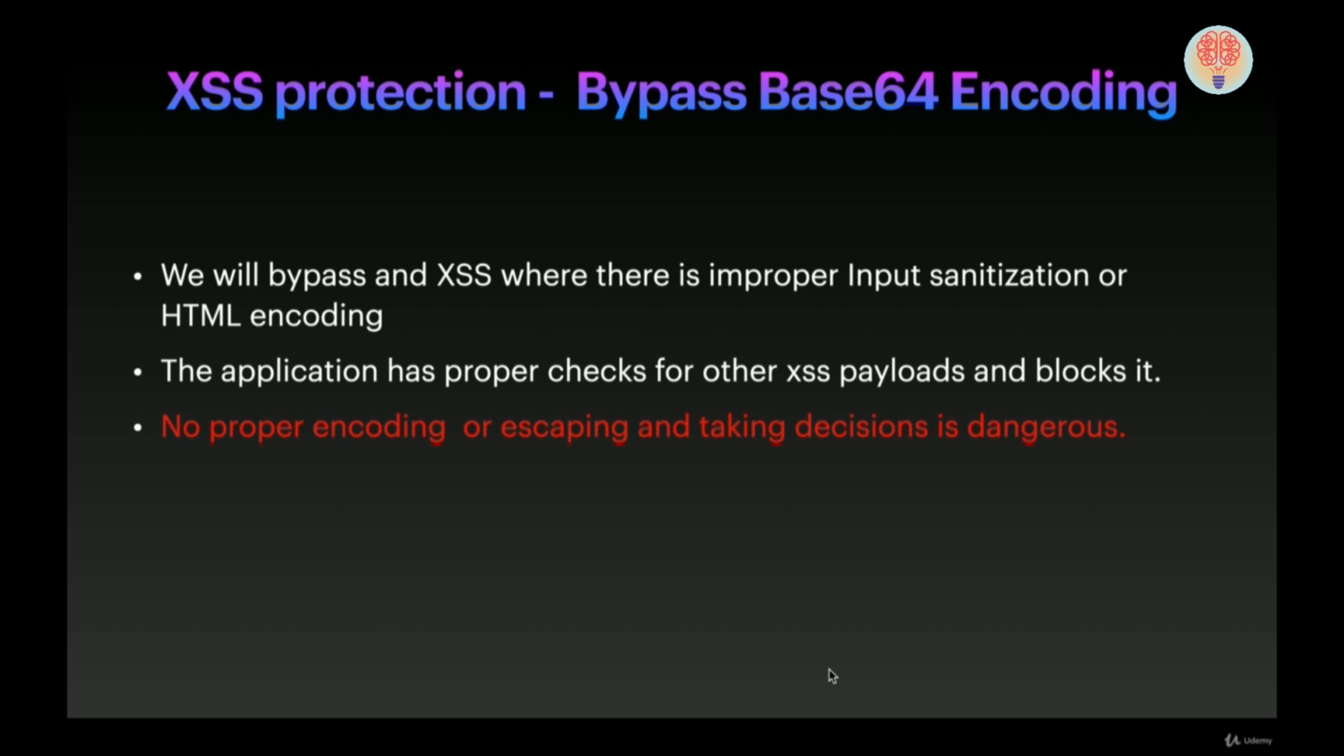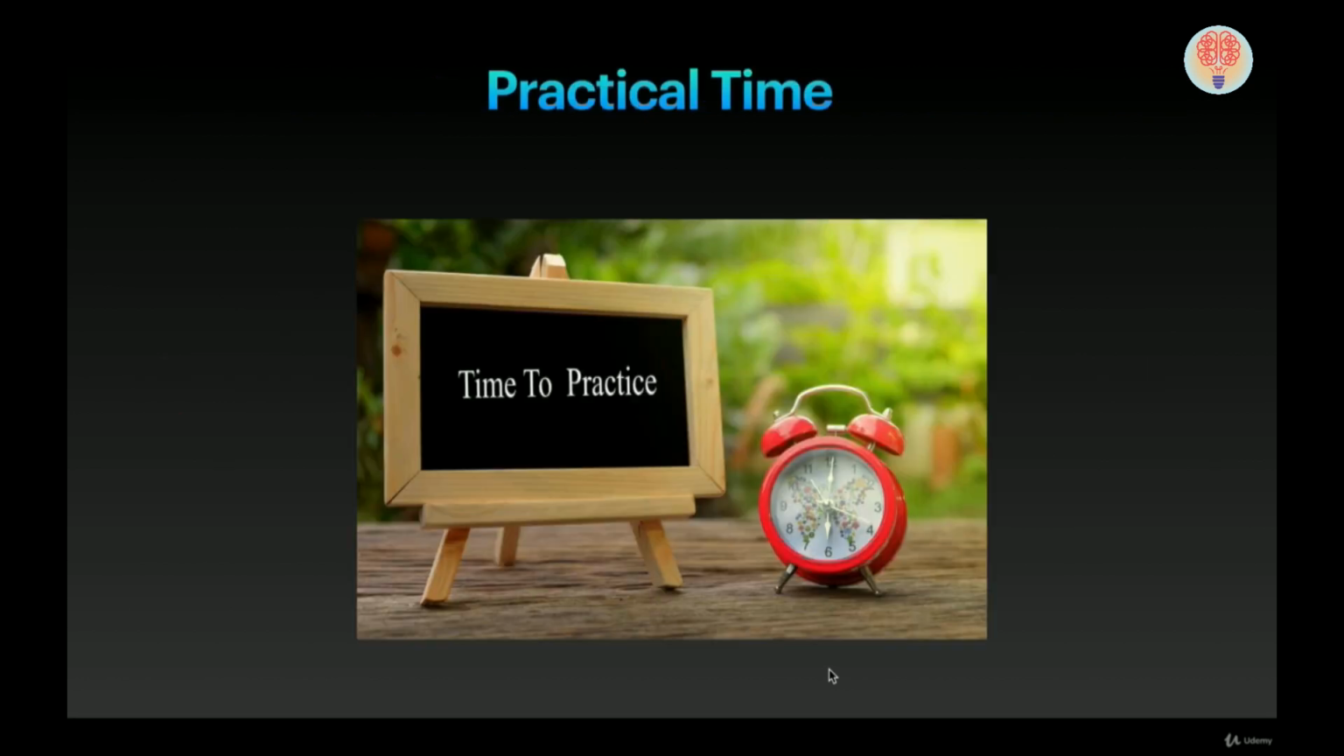We will bypass an XSS filter where there is improper input sanitization or improper HTML encoding. The application has proper checks for other XSS payloads and blocks them. But there is improper encoding or escaping, and taking decisions based on this is very, very dangerous. So it is practical time, and let's see how we can do this type of XSS attack.